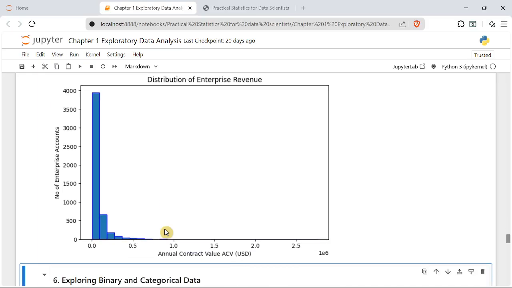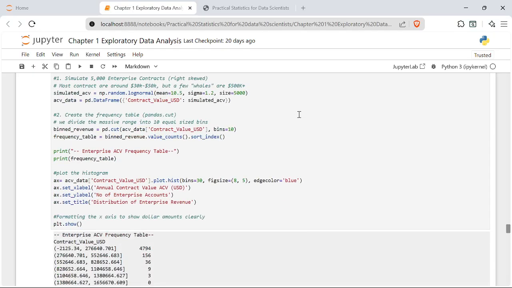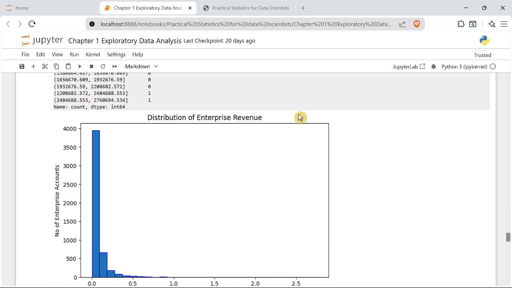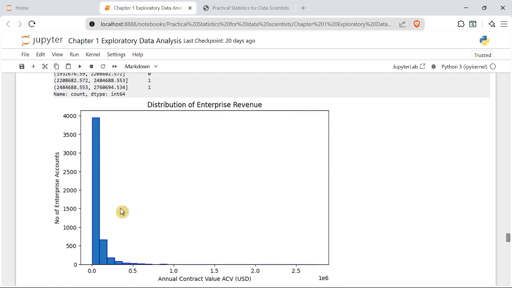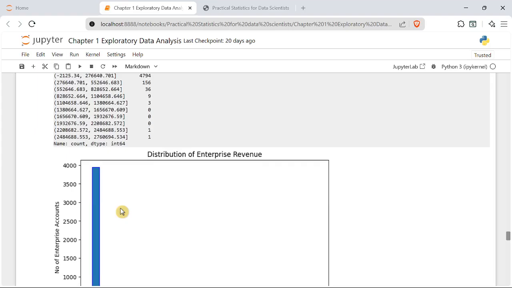Okay, so what we can understand from this data, what we needed to answer, is our revenue driven by high volume of standard sized contracts, or are we heavily reliant on few massive unpredictable whale accounts. So we have got this frequency table. Okay, when we group our 5,000 enterprise contracts into a frequency table and then visualize them in the histogram, we see a massive right skew in our revenue distribution.